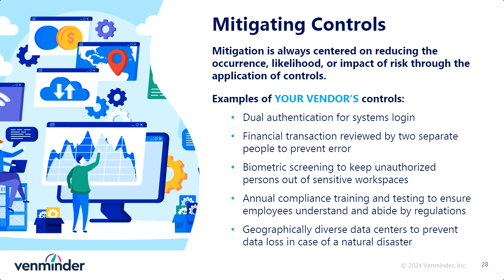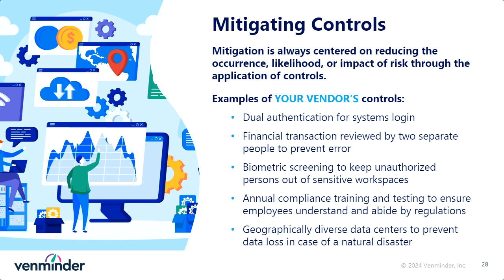At the top of the slide is a simple explanation of mitigation, which is reducing the occurrence, likelihood, or impact of risk through the application of controls. And notice that mitigation does not involve removing the risk altogether, but just reducing it to an acceptable level.